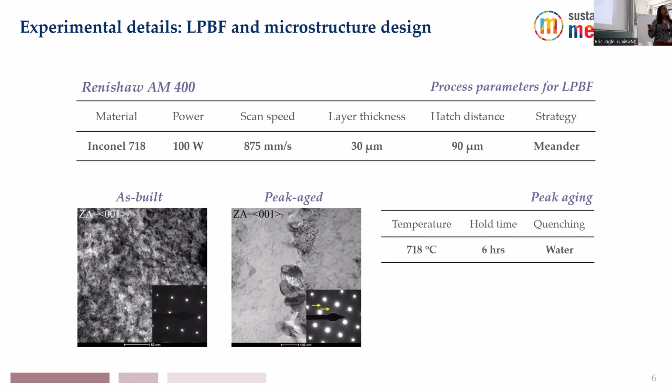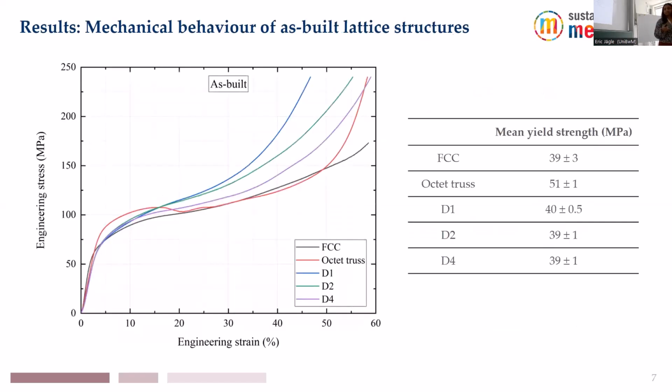So now we had generated 2 different microstructures: as-built in solid solution and p-caged. Here, the 2 yellow arrows denote the gamma double prime superlattice. And the next step was uniaxial compression testing. So let's see now the results.